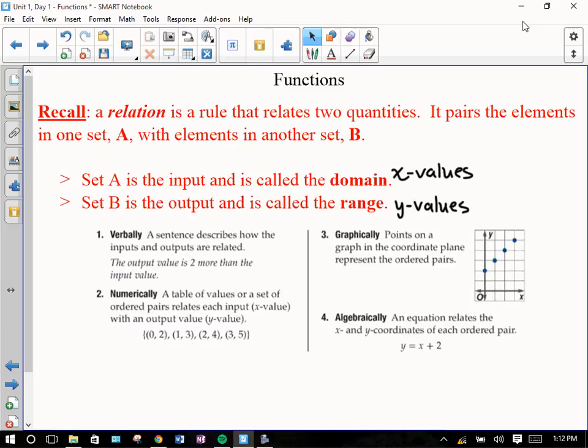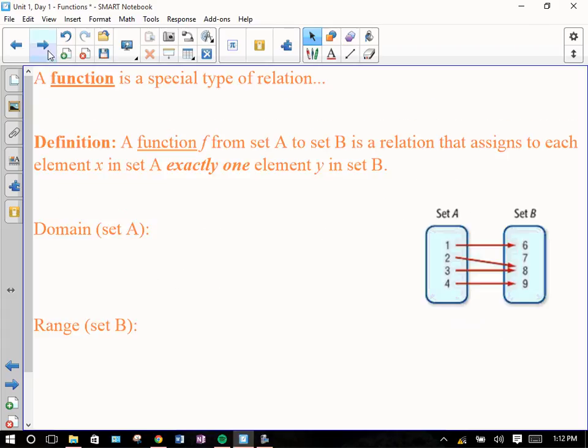Now, a function. I think what's written in red is stuff that you should write down, so you've got to know all this. A function is a special type of relation. The definition of a function is: a function f from set A to set B is a relation that assigns to each element x in set A exactly one element y in set B. I'm going to let you write that down, and then I'm going to explain what that means, because if you read it too fast and don't look at a picture to go with it, it can get confusing.